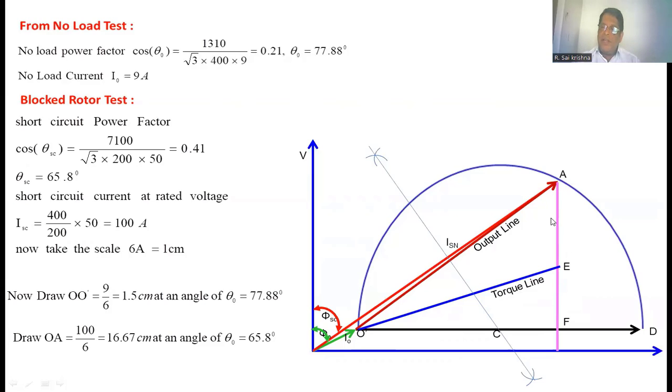So why we are dividing this length AF equally: in the numerical it is given that the stator copper loss is equal to the rotor copper loss. This line is nothing but a torque line. This is fixed losses. This is stator copper losses. This is rotor copper losses when the induction motor is in a blocked rotor test.